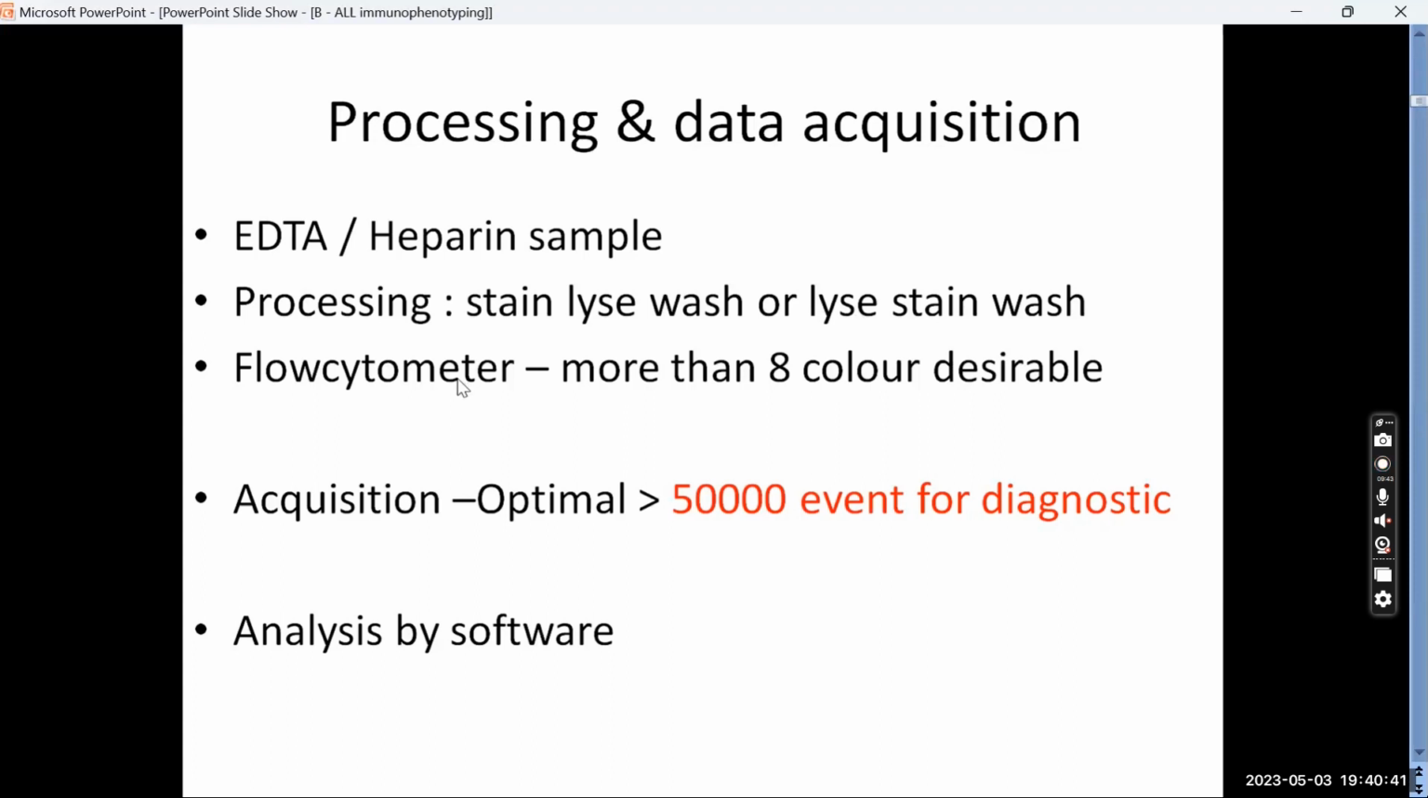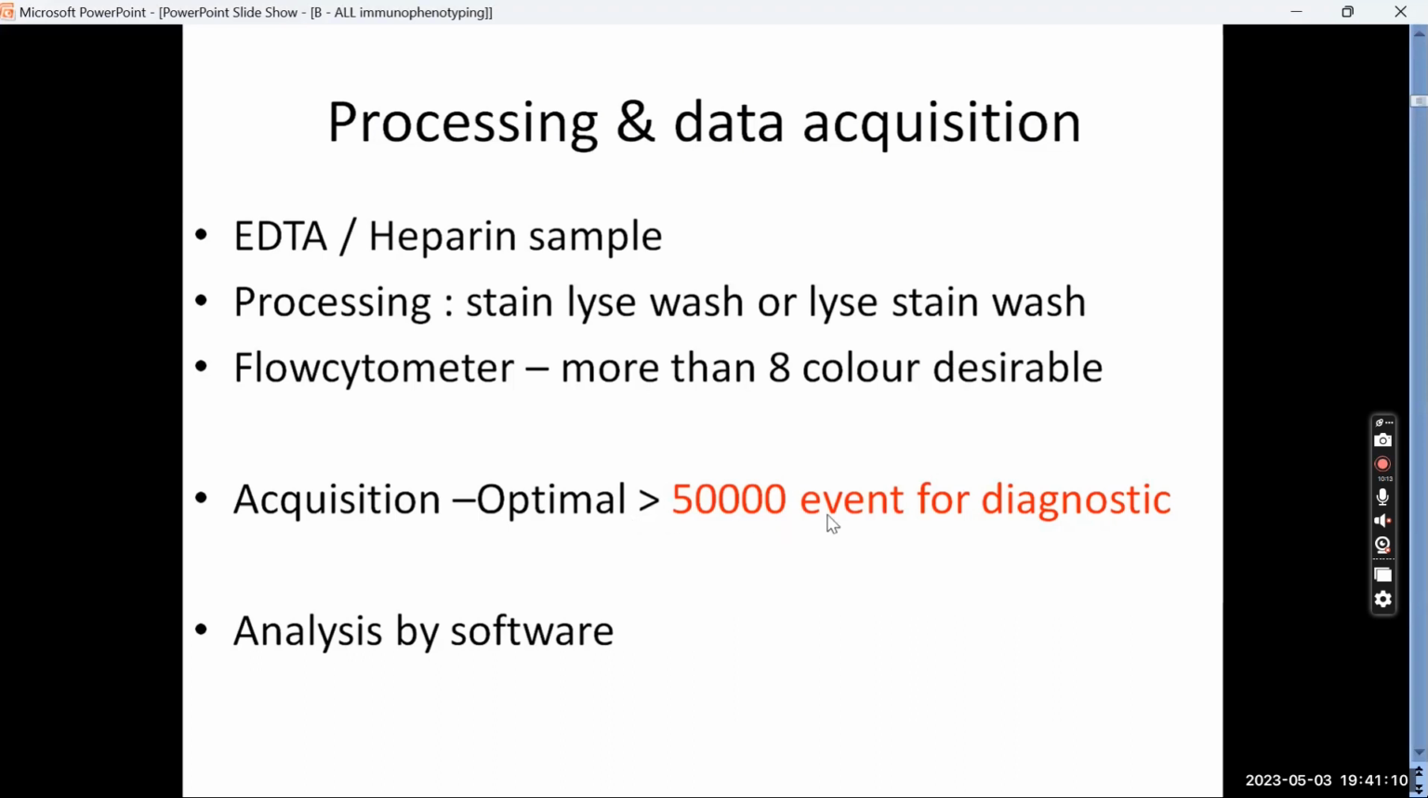And the flow cytometer for leukemia lymphoma, as I said, should desirably be more than 8 color. It's not a very good idea to do leukemia lymphoma immunophenotyping on a 4 color or a 6 color instrument. Not so great. So it's better you use an 8 color instrument for immunophenotyping of leukemias and lymphomas. So how many events do you want to acquire? First, what an event is, you should know. An event is one particular cell in a scatter plot in flow cytometry; we call it an event.